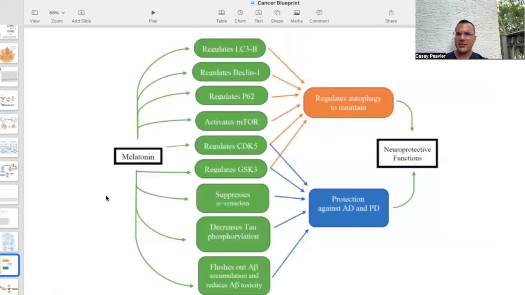Unbelievable. And how does that necessarily fit in with neuroprotection? Well, melatonin, as you can see, regulates LC3-II, Beclin-1, P62, mTOR, CDK5, GSK3, suppresses alpha-synuclein, which is found in Parkinson's disease, decreases tau phosphorylation, flushes out A-beta accumulation, reduces A-beta toxicity, ultimately leading to the regulation of autophagy and protection against Alzheimer's and Parkinson's diseases and the maintenance of neuroprotective functions.